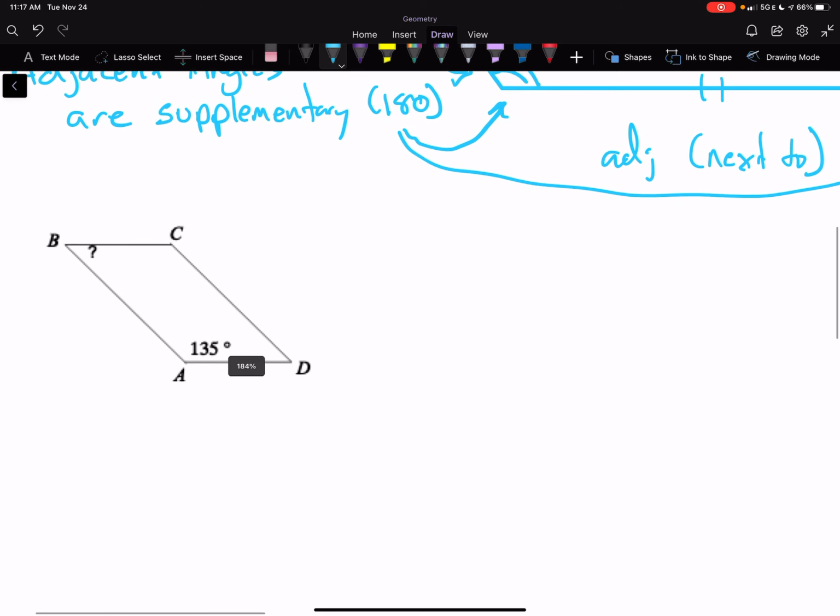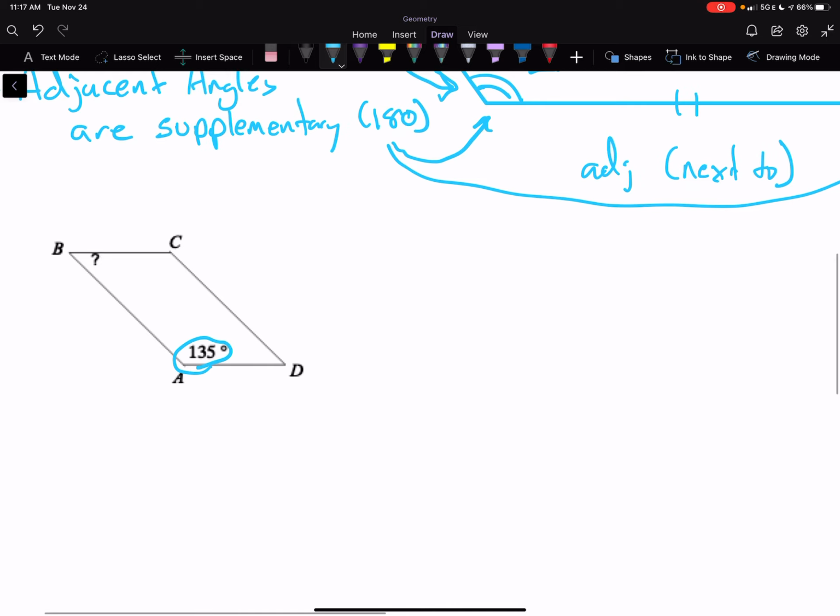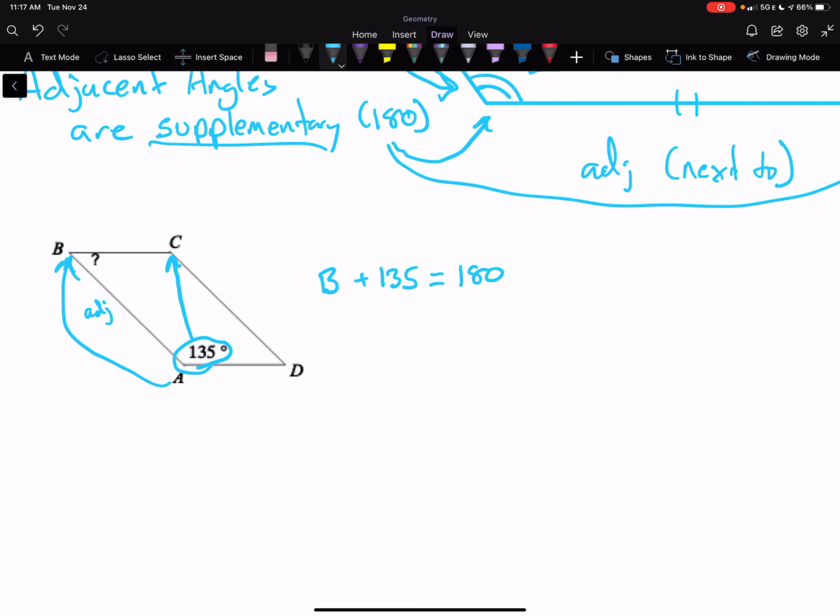Let's take an example here. So are these opposite or adjacent angles? Well, we know this one. The opposite angle would be C. This one is adjacent to or next to A over here. So these two are going to be supplementary or 180 degrees. So that means that angle B plus angle A, which is 135 degrees, is going to equal 180 degrees.